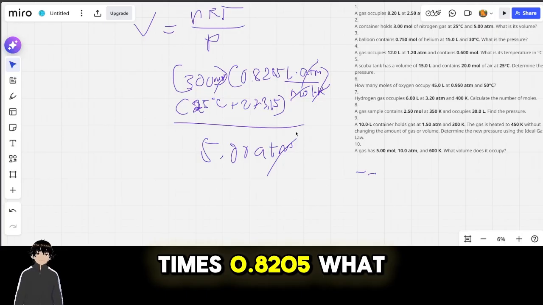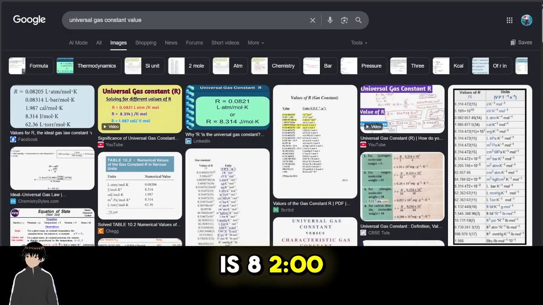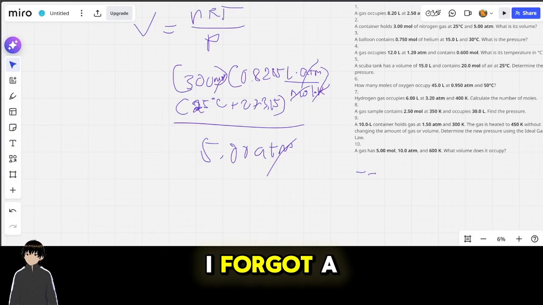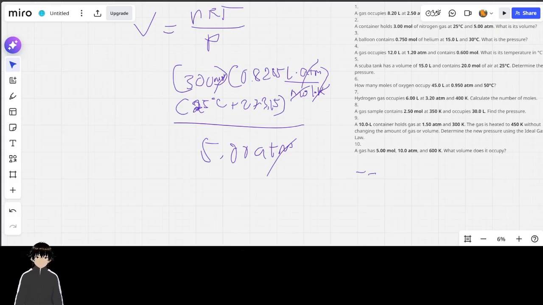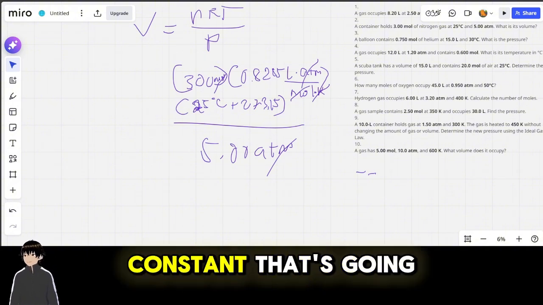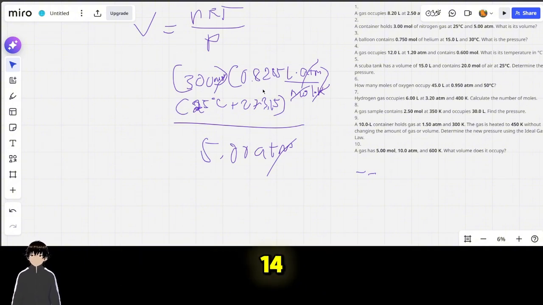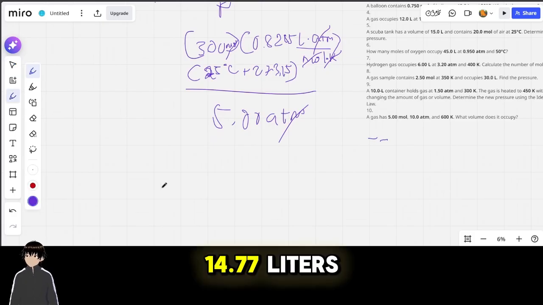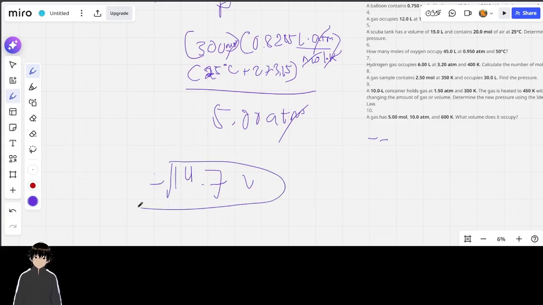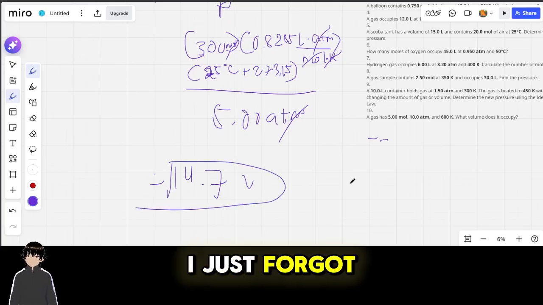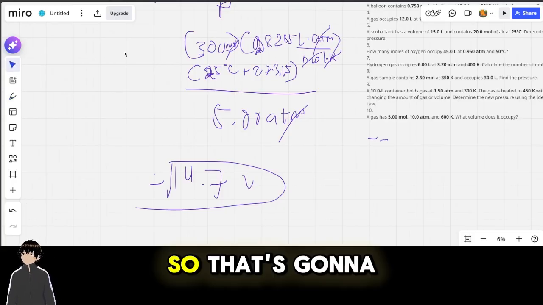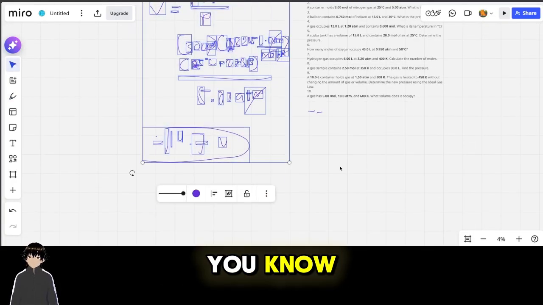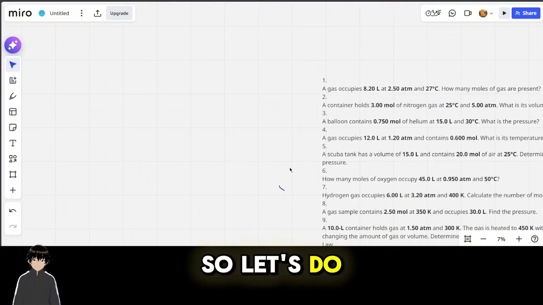Times 0.8205. What is 8205? Oh, I forgot a zero. I forgot a zero under the gas constant. Yes, the constant. That's going to be 14.7 liters. My bad. I just forgot a zero here on the gas constant. So that's going to be 14.7 liters. So let's do number 3 here.